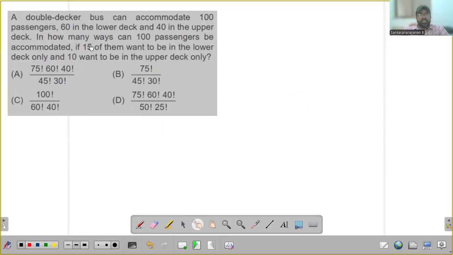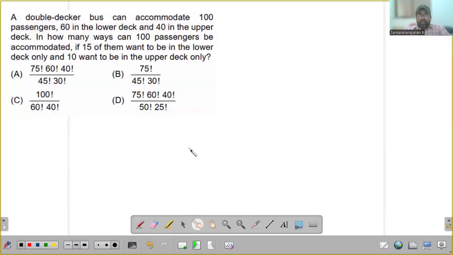Have a look at this question. We can see there is a double-decker bus which can accommodate 100 passengers, 60 in the lower deck and 40 in the upper deck. In how many ways can these 100 passengers be accommodated? If 50 of them want to be in the lower deck only, and 10 want to be in the upper deck only.